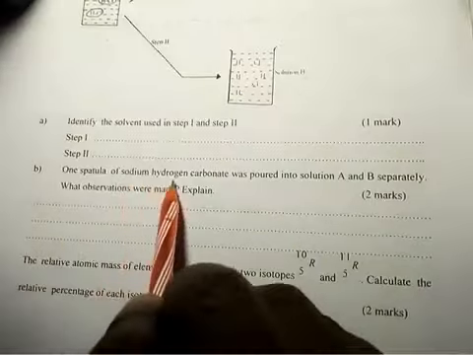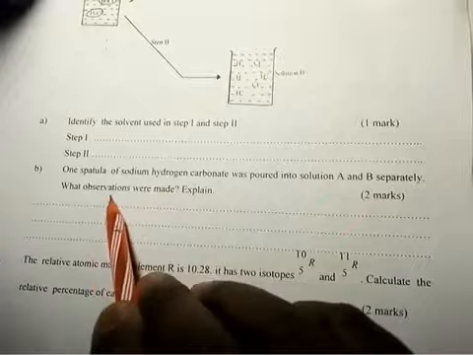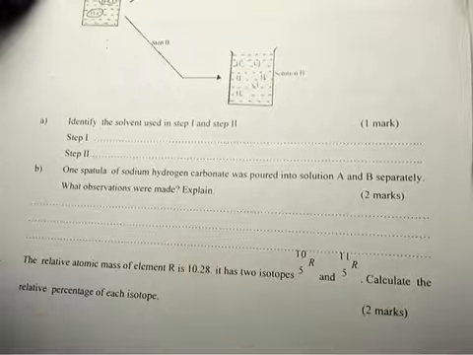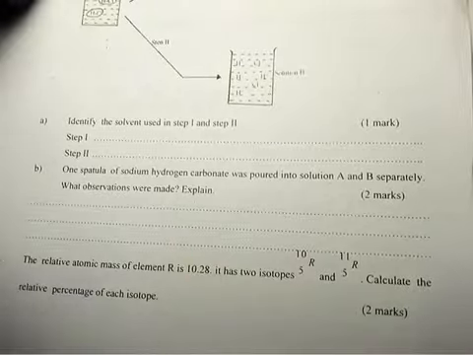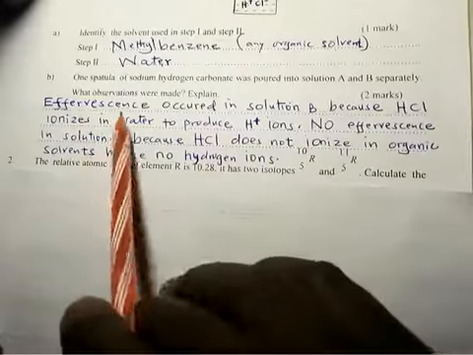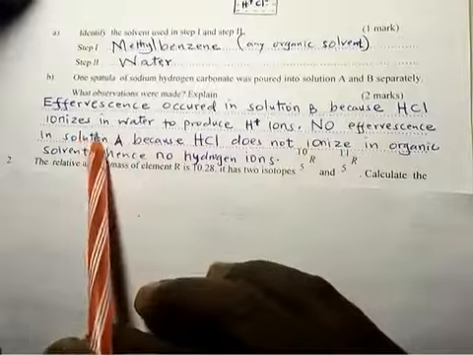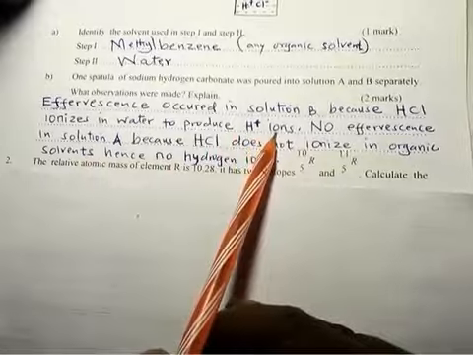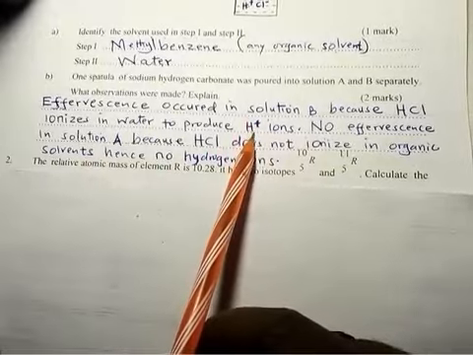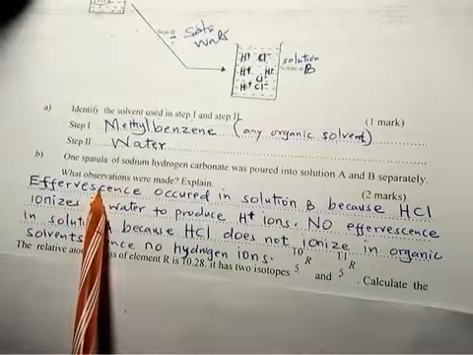One spatula of sodium hydrogen carbonate was poured into solution A and solution B separately. What observations were made? Explain. Effervescence occurred in solution B because hydrogen chloride gas ionizes in water to produce hydrogen ions. Remember, hydrogen ions are responsible for the acidity. So this one dissolved to form an acidic solution. That's why sodium hydrogen carbonate reacted, producing a lot of effervescence.